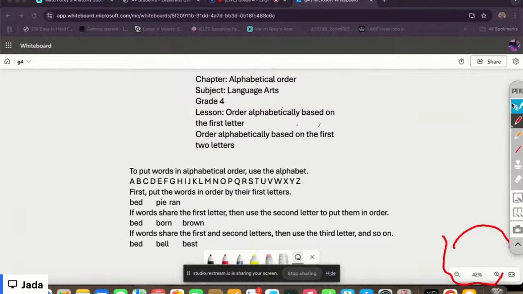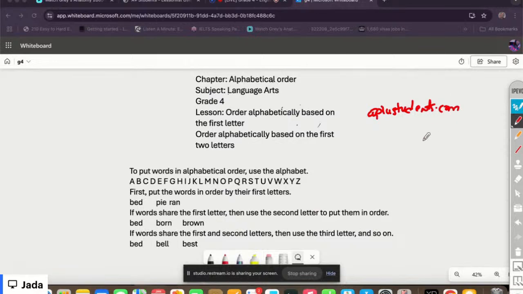So you need to first log in using aplusstudent.com. Okay, so you log in using it. You click on language add, click on your name, move on to grade 4. Then you click on the chapter alphabetical order.